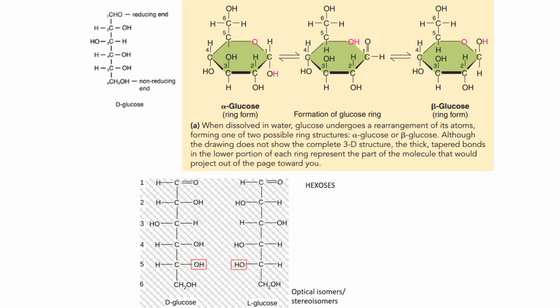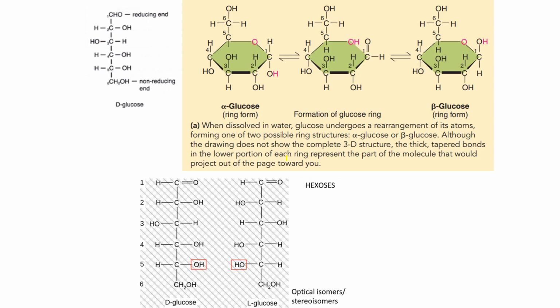Now, this glucose is quite special. Why is glucose quite special? Because when dissolved in water, glucose apparently will have a rearrangement of its atoms. Because of this rearrangement of atoms, it forms two types of glucose, either alpha glucose or beta glucose. Now how do you differentiate which one is alpha and which one is beta?